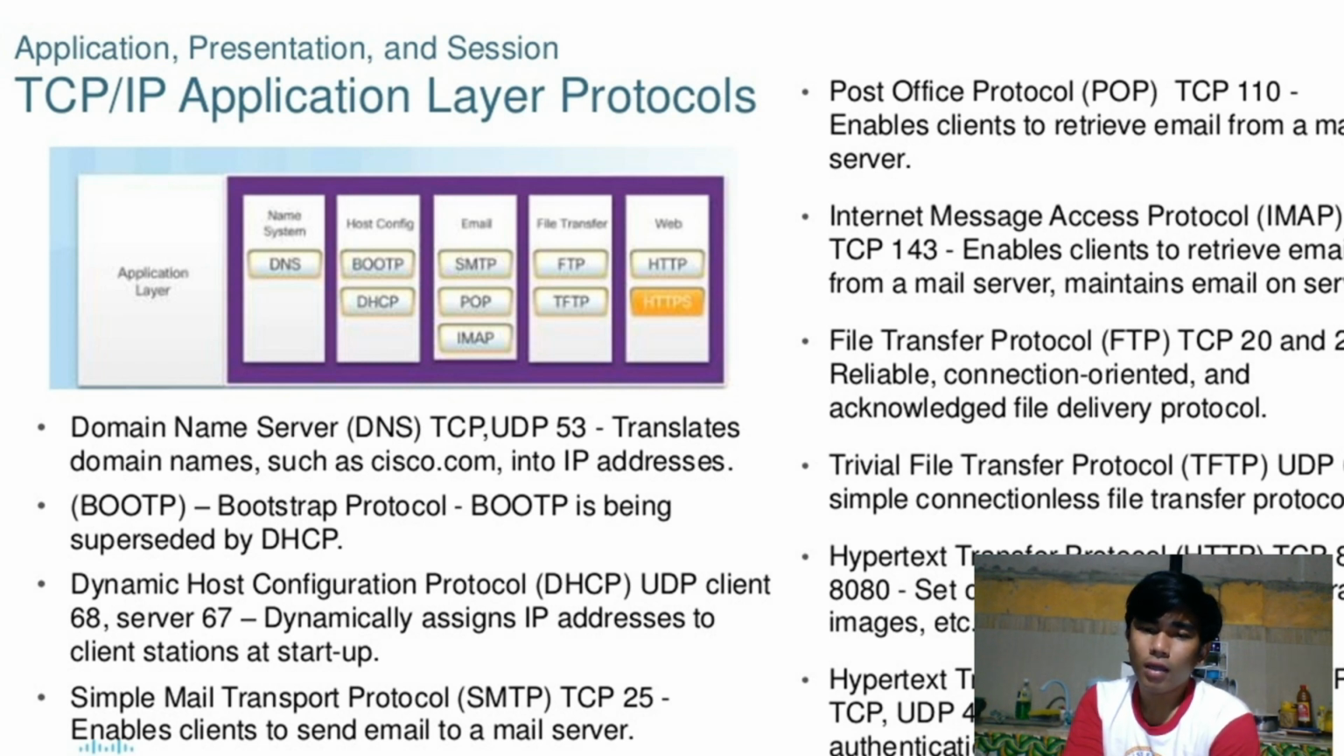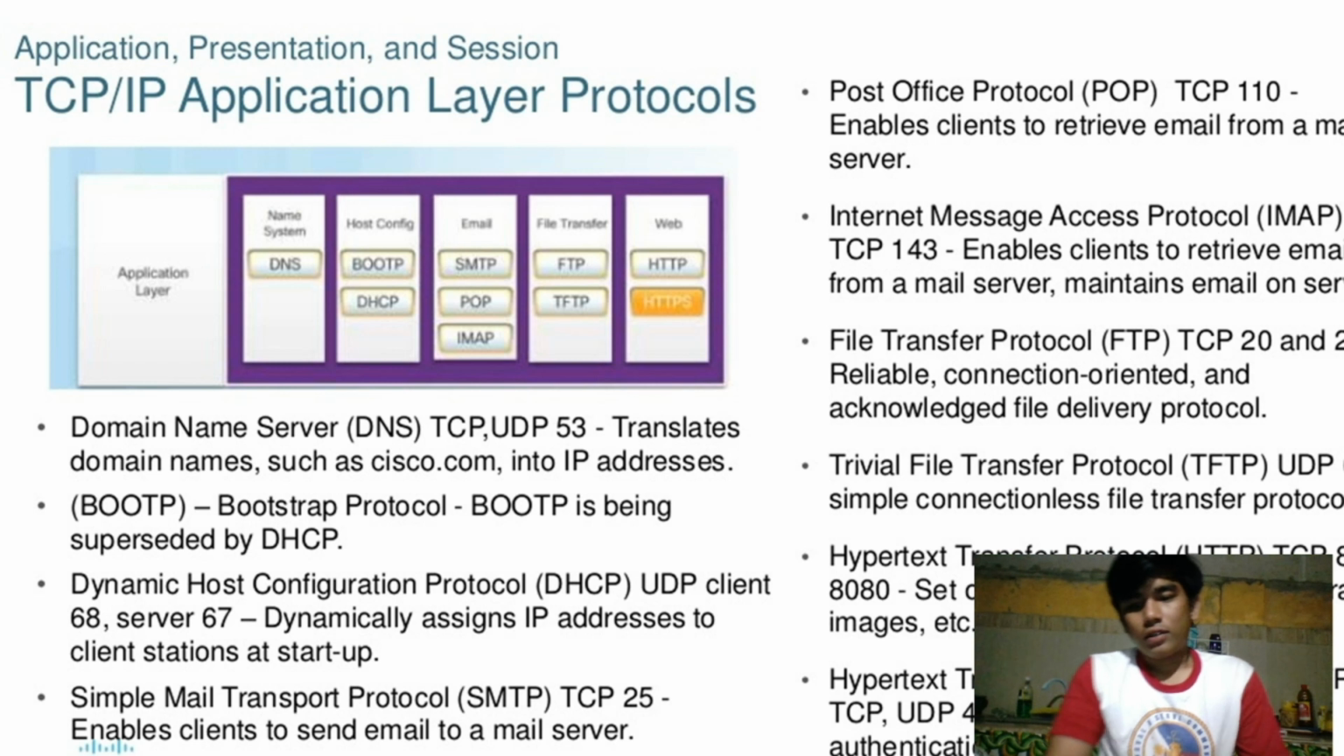TCP 20 and 21, is a reliable, connection-oriented, and acknowledged file delivery protocol. The Trivial File Transfer Protocol, or TFTP, UDP, is a simple connectionless file transfer protocol. Hypertext Transfer Protocol, HTTP, TCP 80 and 8080, sets up the rules for exchanging text, graphic images, and more on the World Wide Web. HTTPS, TCP 443, uses encryption and authentication to secure communication.